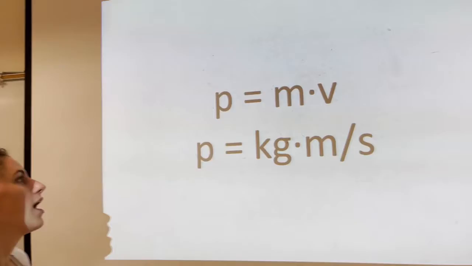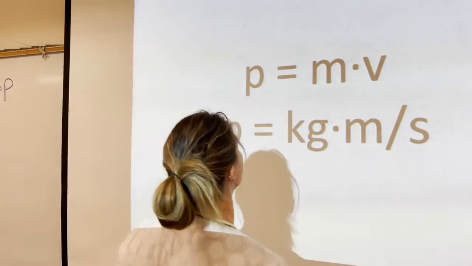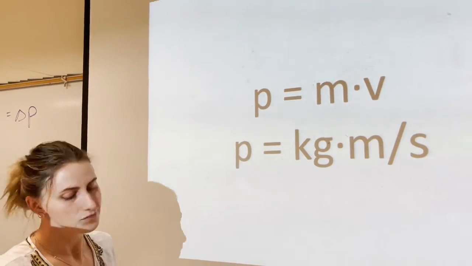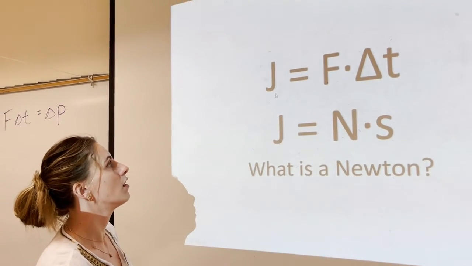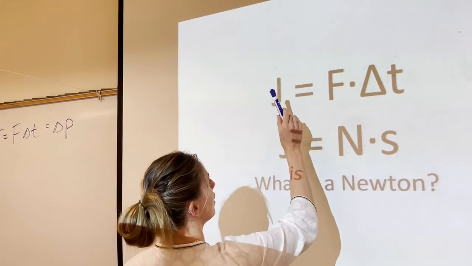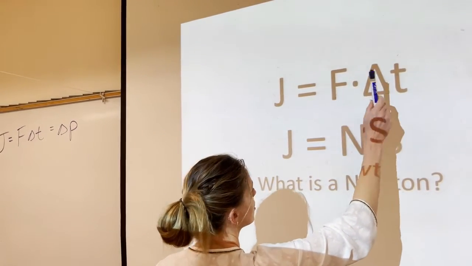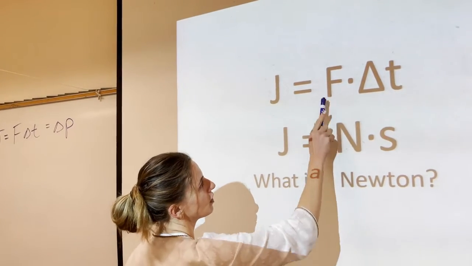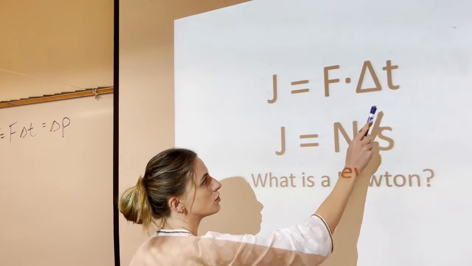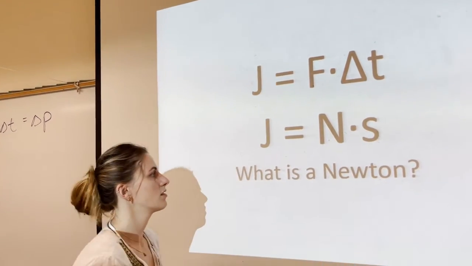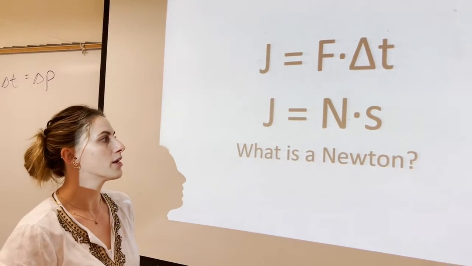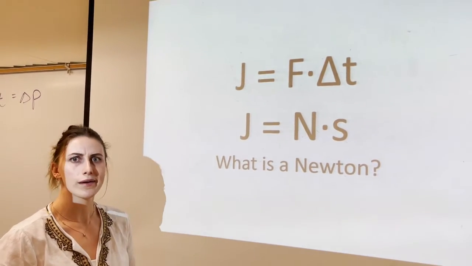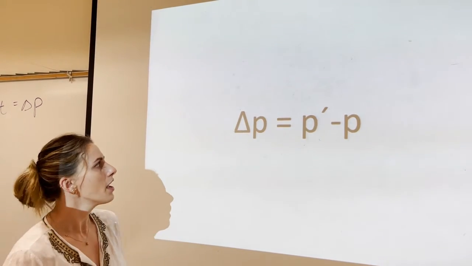Our units: units of mass are kilograms, units of velocity are meters per second. And here we've got impulse, which is the force times the time interval, so units for force are newtons, and for time it's seconds. What is a newton? A newton is a kilogram meter per second squared.